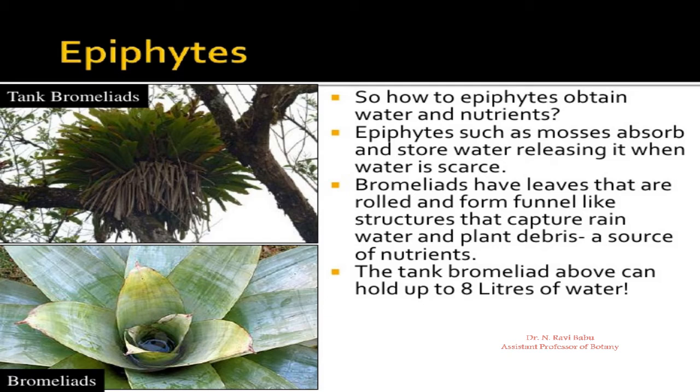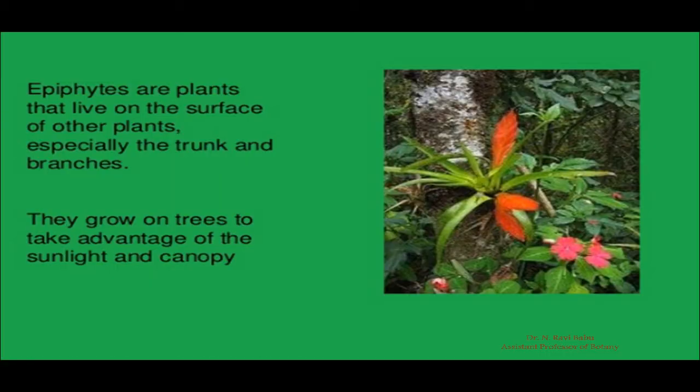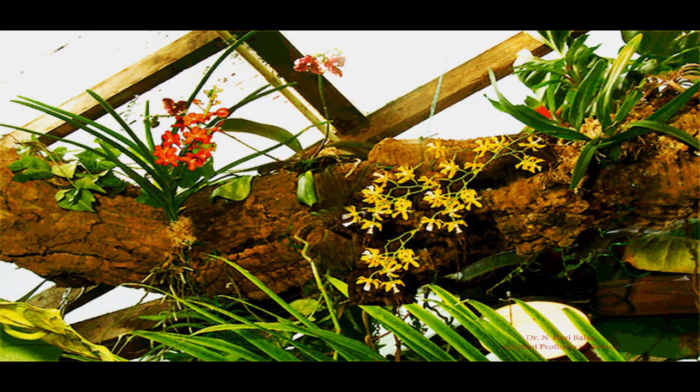These epiphytes are commonly seen in tropical rainforests, and examples may be the orchids, the lianas, hanging mosses, and a well known, familiar one, the money plant, which all of us know because we used to grow these plants in our houses or in our residential premises.